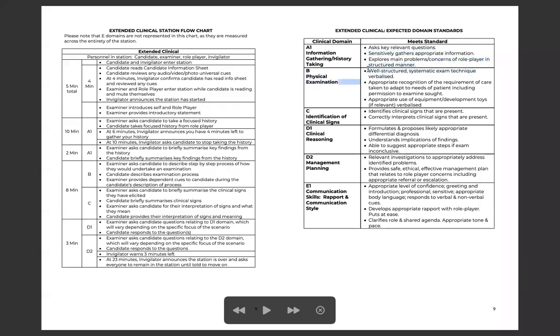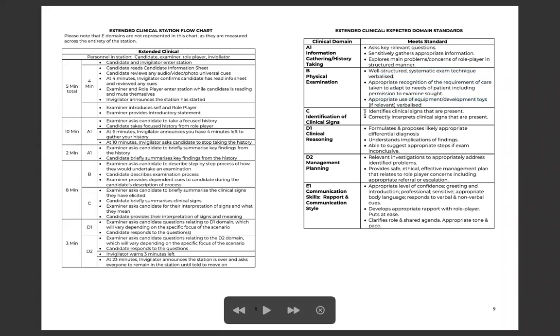Then in physical examination, well-structured systemic exam technique verbalized, appropriate recognition of requirement of care taken to adapt to the needs of the patient, including permission to examine being sought. So you should also tell the structured examination, and even the permission to examine, but there won't be any patient. Maybe we have to just inform that before examining the patient, we'll take permission from the patient or the parents. Appropriate use of equipment or developmental toys if relevant. If needed, you will use any equipment.